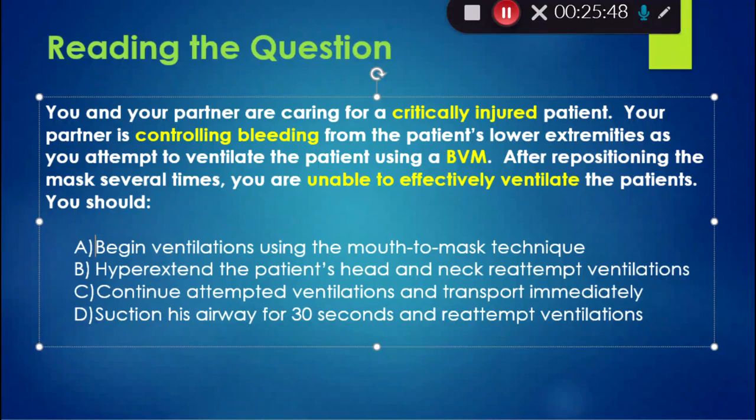We know that B is wrong because we don't hyperextend a trauma patient's neck. A maybe isn't wrong, but I don't know that it's right either. So looking at all of my options, C, continue attempted ventilations and transport immediately, I think is my best option. I've recognized that I don't want to stay on scene. There's a problem with his airway that's more than I can handle, so let's do what we can do and let's get moving. So in this situation, C is your best answer, and it's the correct answer.